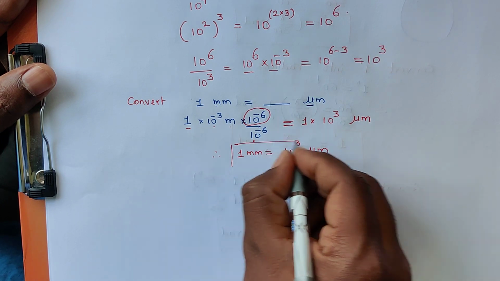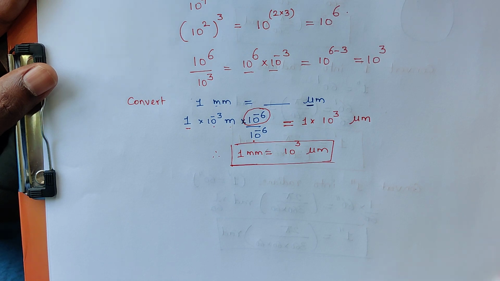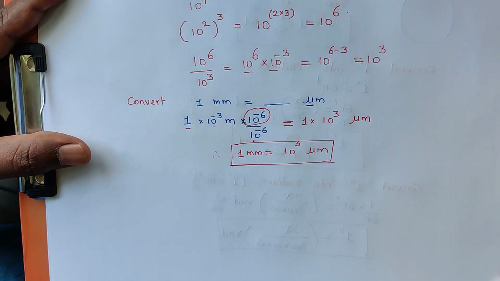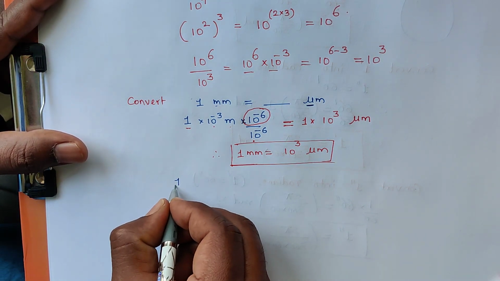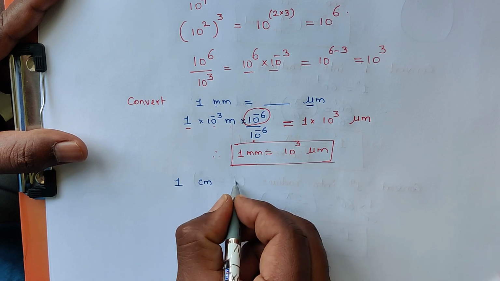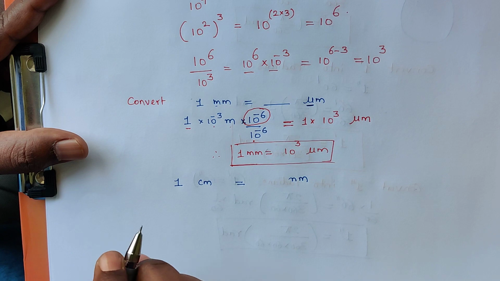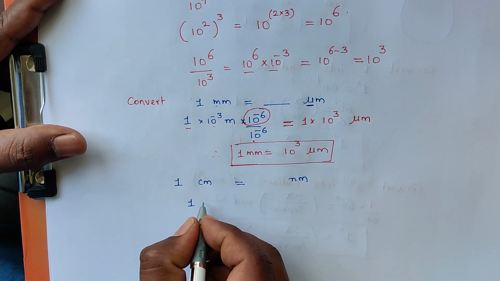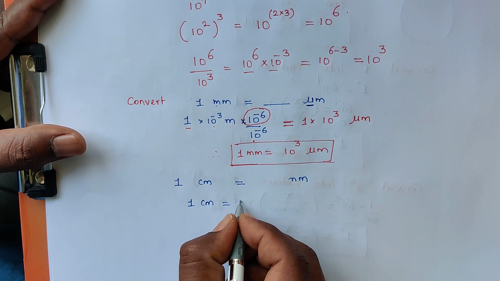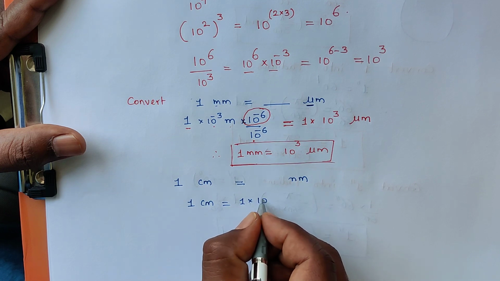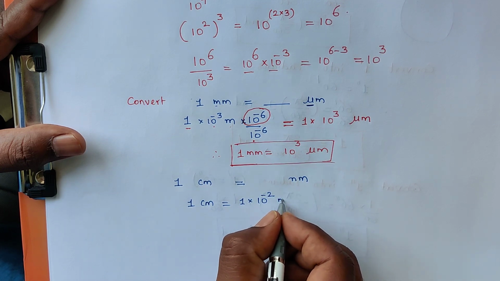Hope you understand this. I will tell you one more example here. Convert 1 centimeter into nanometers. Simple thing: he has given 1 centimeter, and centi is nothing but 10 to the power of minus 2 meters.